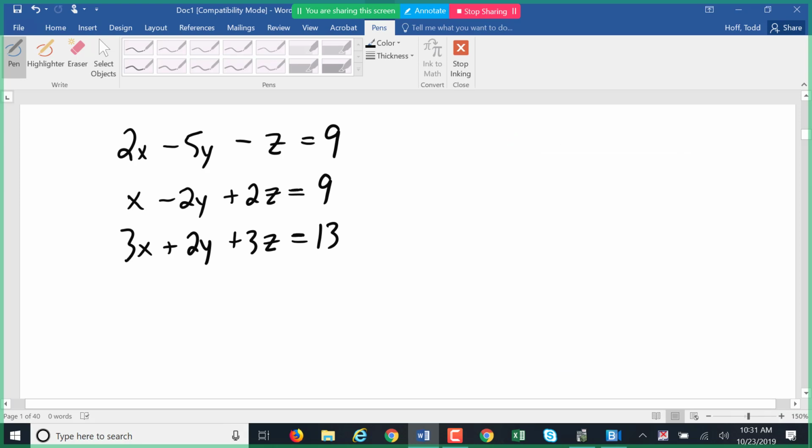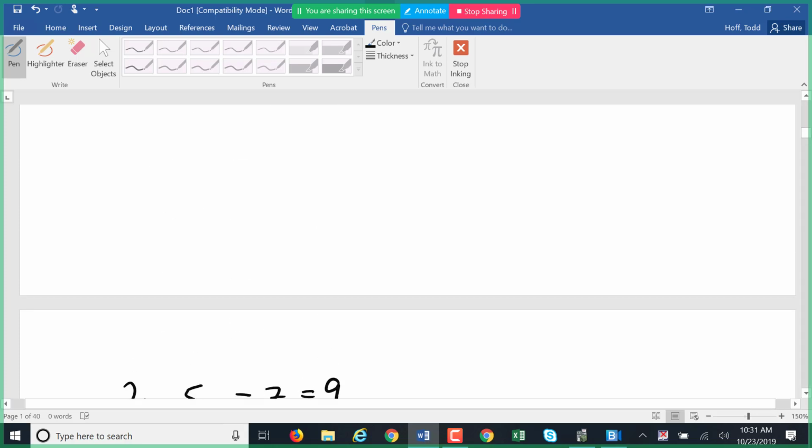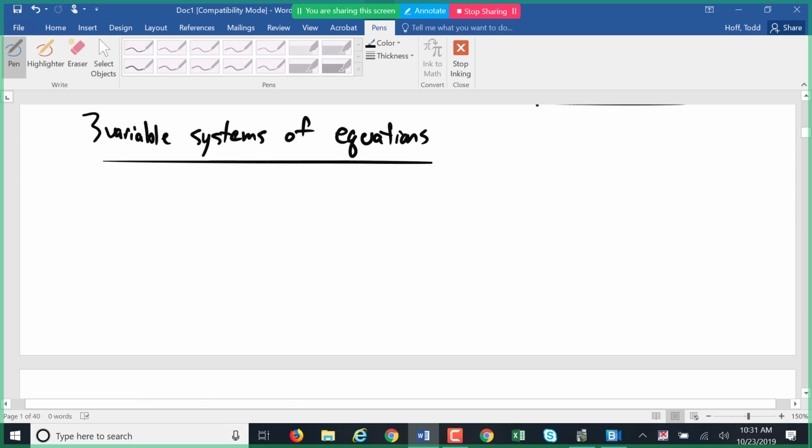So for the second hour here, we're going to talk about 3 variable systems of equations. For 3 variable systems, graphing is really not a good possibility, at least not without technology. We can graph a 3 variable equation, but it gets really tough to do. Just to plot a point in 3 variables, so just to plot an XYZ coordinate, we first have to define the XYZ plane.